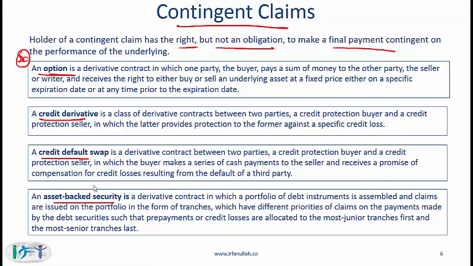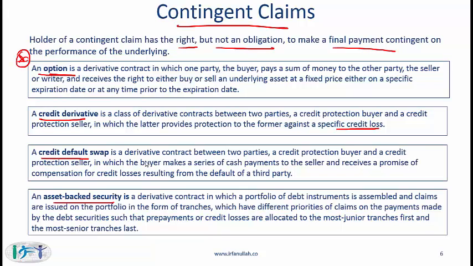definitions. This material is covered in detail at level 2. At level 1, you just need to know the definitions given here. A credit derivative is a class of derivative contracts between two parties, a credit protection buyer and a credit protection seller, in which the latter provides protection to the former against a specific credit loss. The most popular credit derivative is a credit default swap, and here is the definition.